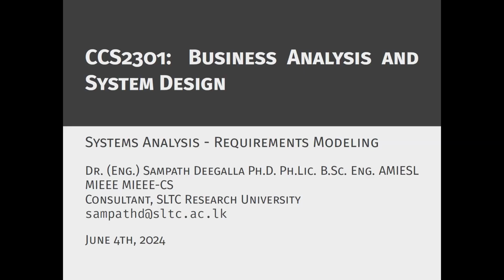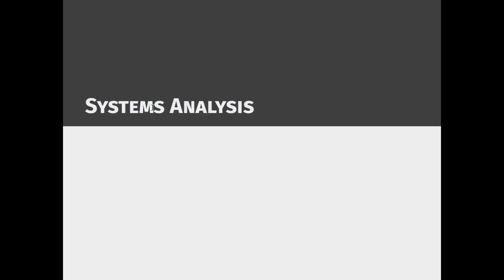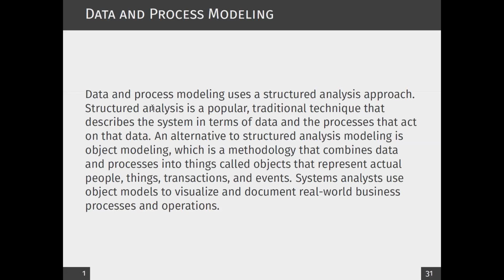And what we discussed so far is how we can model requirements, especially when you want to develop an information system. Information gathering is very, very important. So today we start with looking at data and process modeling, which is another type of modeling technique.